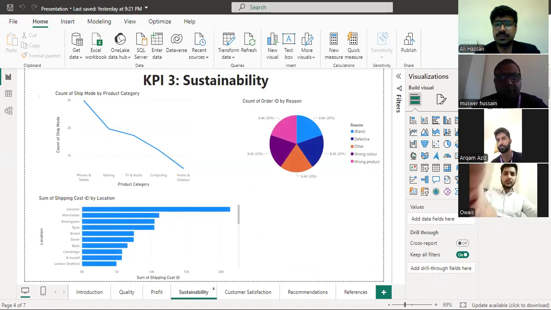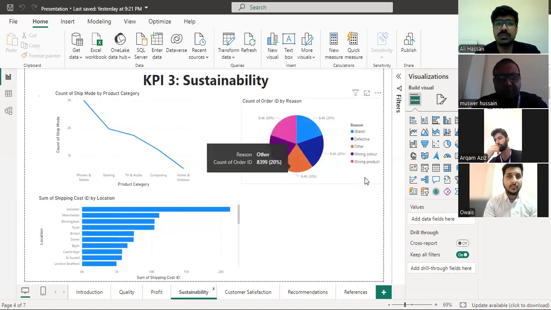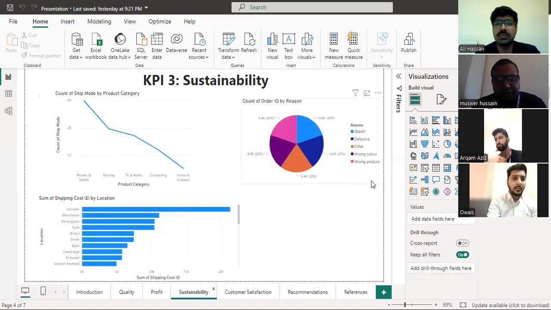Yes, I will discuss KPI 3, sustainability. In sustainability, I will discuss the analysis of sustainability metrics, and there are 3 tables. First is energy consumption by location, second is waste management metrics, and third is carbon footprint estimations.